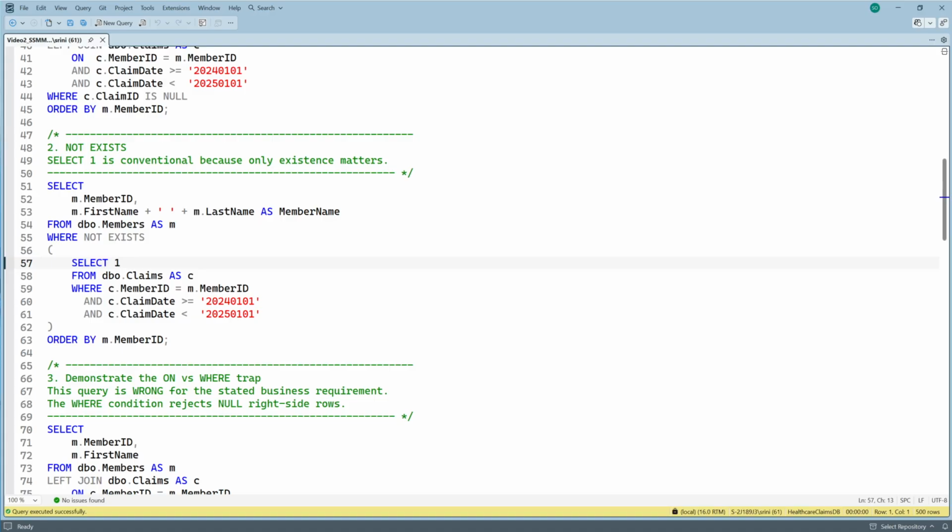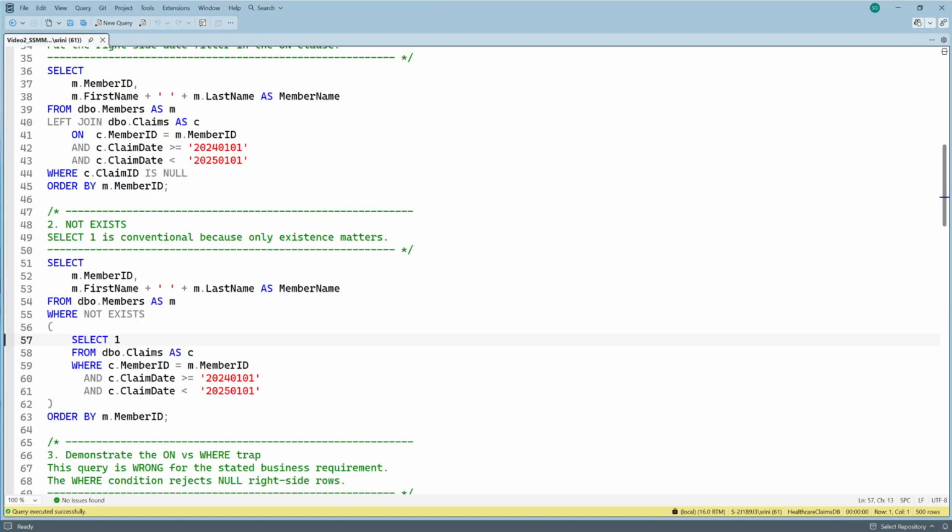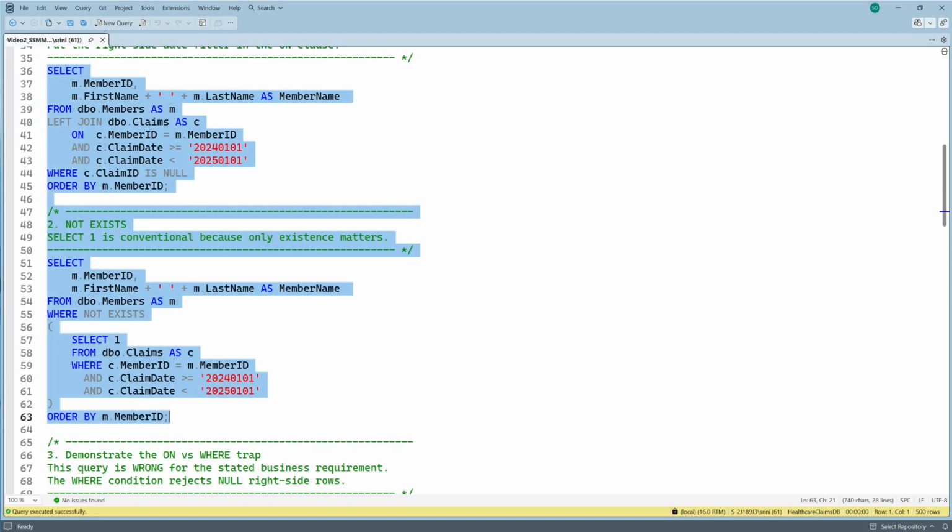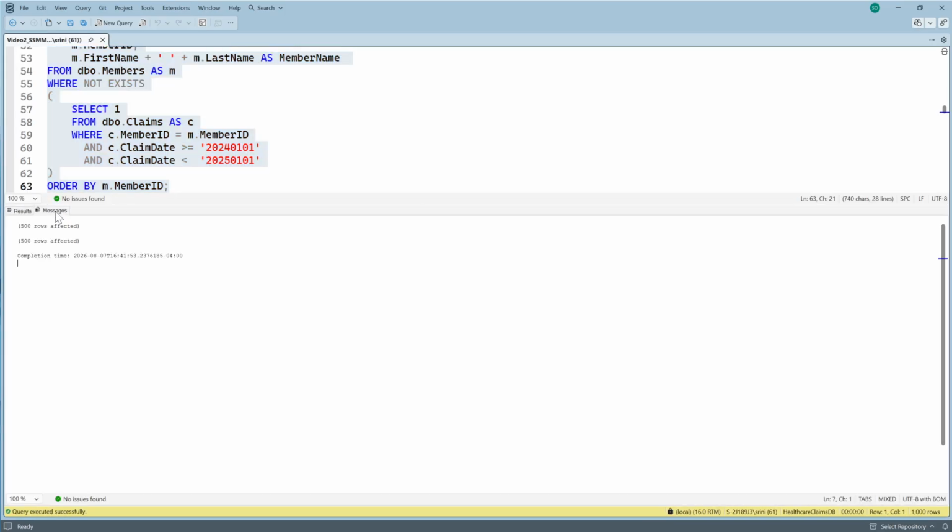Inside the subquery, I am using select one. The number one itself has no special meaning. SQL Server only cares whether the qualifying row exists. Select one is simply a clear convention that says, I care about existence, not about returning columns from this subquery. The member list should match the left join plus is null result. The syntax is different, but the business meaning is the same. Return members for whom no matching 2024 claim exists.